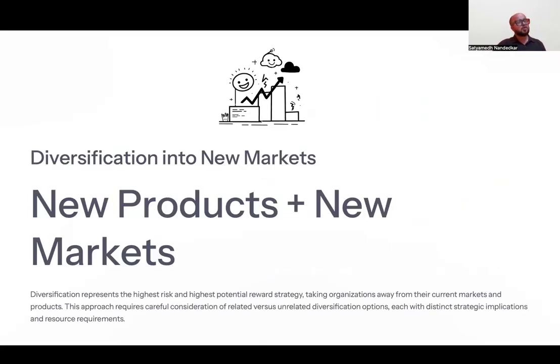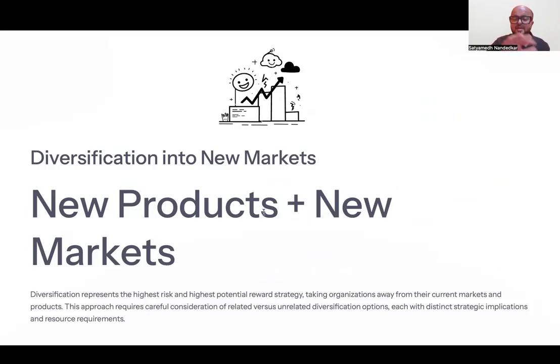Then diversification into new markets, which is basically new products plus entering into new markets at the same time. When companies diversify into new markets, they can do it in two ways: related diversification, expanding into areas linked to their existing business, or unrelated diversification. Like, Reliance Retail owning both manufacturing and retail distribution, giving it control over the value chain.